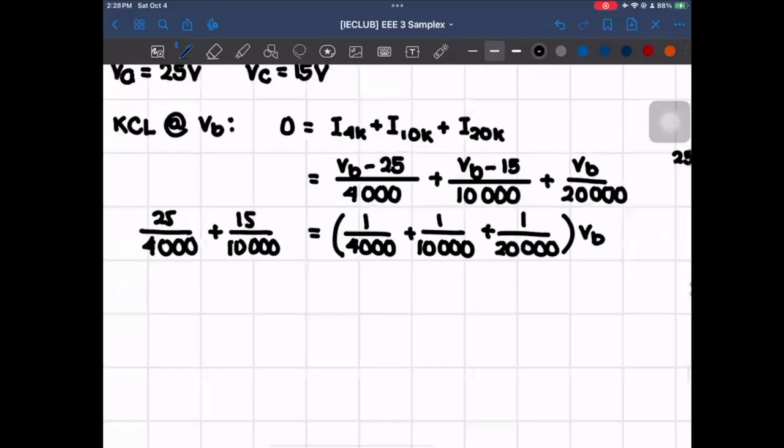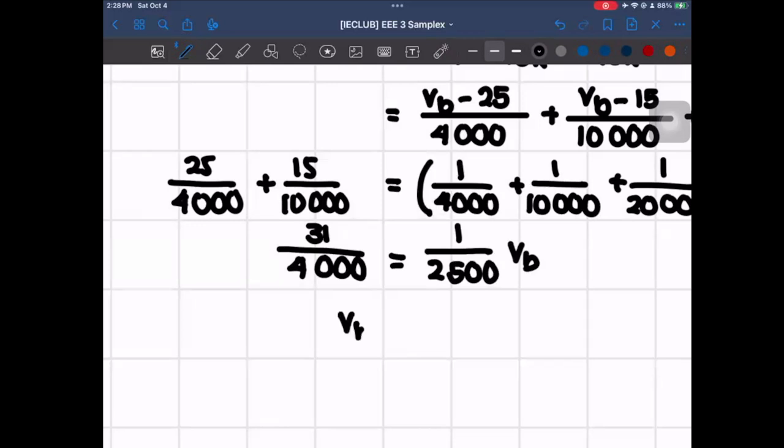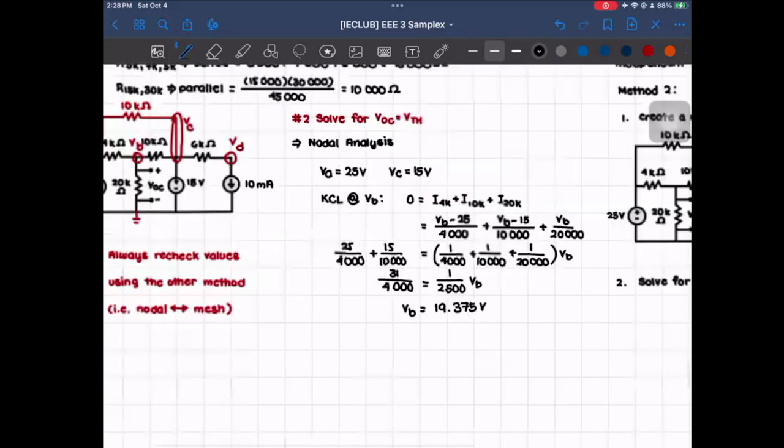That will end up being 31 over 4,000 is equal to 1 over 2,500 VB. And VB will now be equal to 19.375 volts. So we have VB, and then with that, we could actually compute for VTH already.